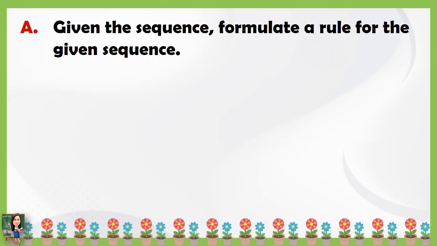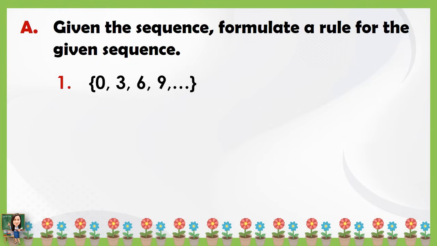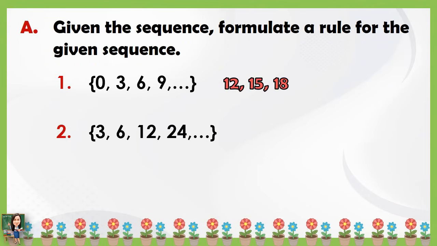For letter A, given the sequence, formulate a rule for the given sequence. 0, 3, 6, 9. The rule is add 3 to each term. The next 3 terms are 12, 15, 18. Number 2, 3, 6, 12, 24. The rule is multiply by 2. 3 times 2 equals 6. 6 times 2 equals 12. 12 times 2 equals 24. 24 times 2 equals 48. 48 times 2 equals 96. And 96 times 2 equals 192.